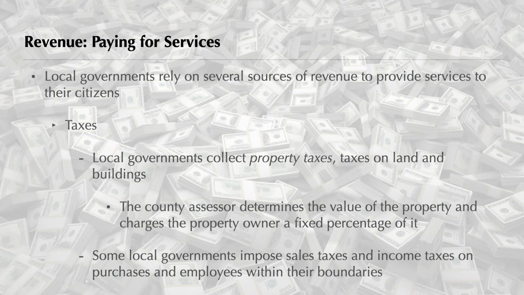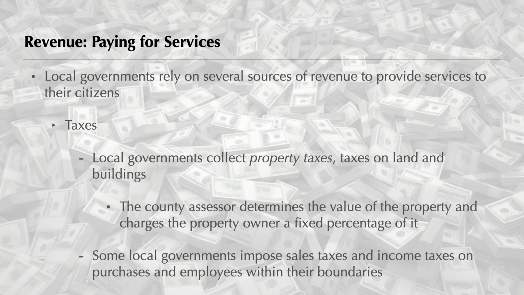To provide services to citizens, local governments need money. Like state governments, local governments depend on several sources of revenue. More than 25% of local government revenue comes from property tax, a tax on land and buildings. The county assessor decides how much the property is worth and charges the property owner a fixed percentage of that value. Many people feel property tax is fair because the more property that citizens own, the more services they use, such as water and fire protection.